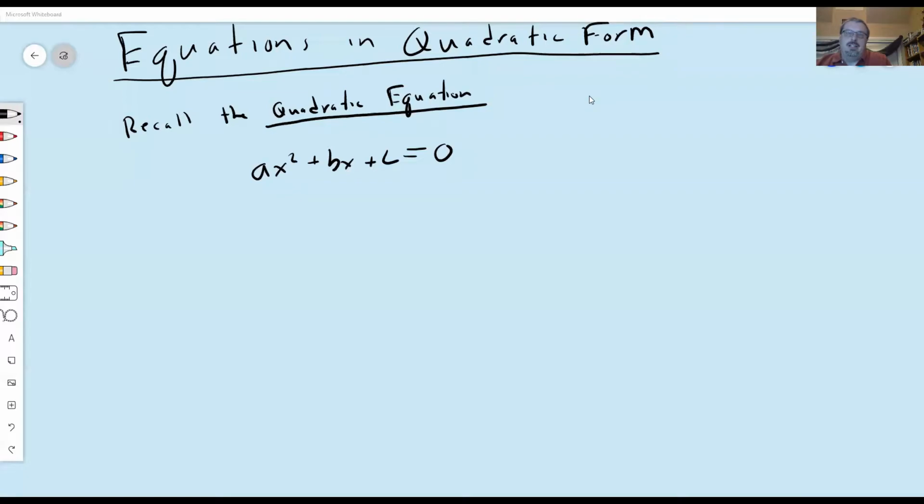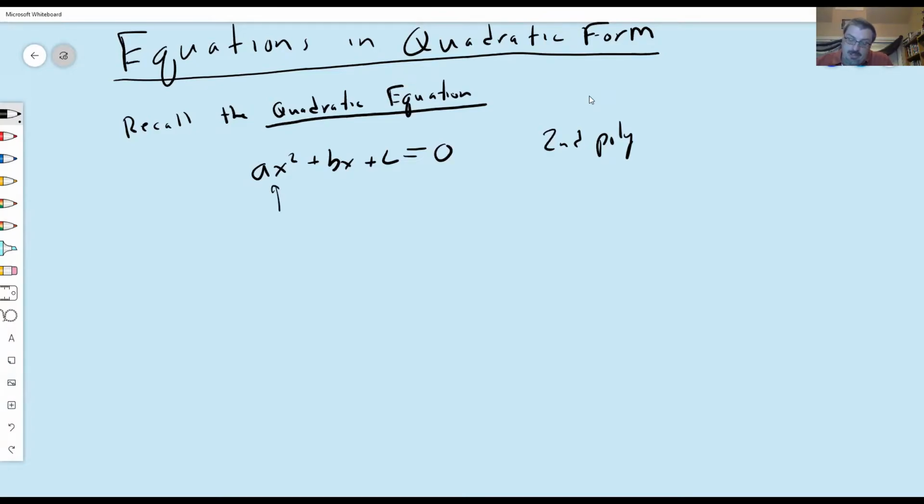Hello everybody. I'd like to talk about equations that are quadratic in form today. To be quadratic in form, you first have to understand what it means to be quadratic. So quadratic is a second degree polynomial, and that's because this lead term here has a power of 2 on it.